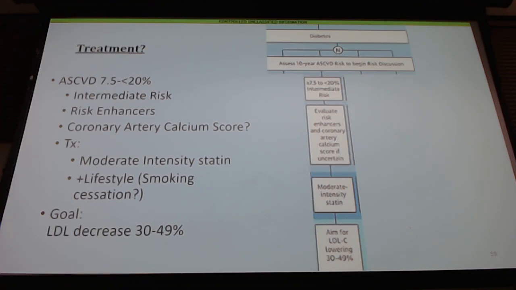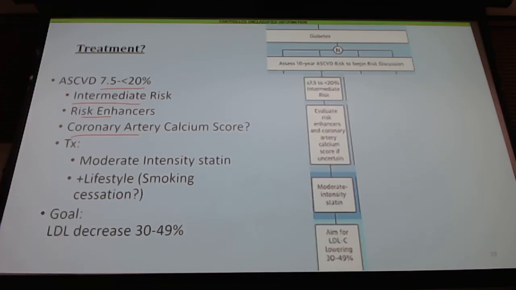Okay, let's go back to our algorithm. So now we say we calculated our risk for our patient. Now it's 7.5 to less than 20%. Now they are intermediate risk. Let's look at those risk enhancers and try to modify, address those if possible. Maybe we need to actually get a cardiac CT done to look at the coronary arteries to see if there is plaque formation already present.